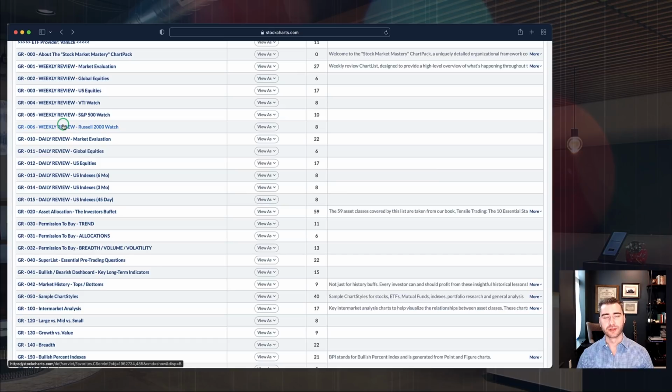That's what we've tried to build here with this Stock Market Mastery Chart Pack. We've really tried to take that structure, that idea of routines, investment routines, market routines, analysis routines, and build that into a chart list framework. Again, this is the same framework that we use. These are the same lists directly out of our accounts that we use to watch the markets on a daily basis and a weekly basis. So you're really getting everything that we use.